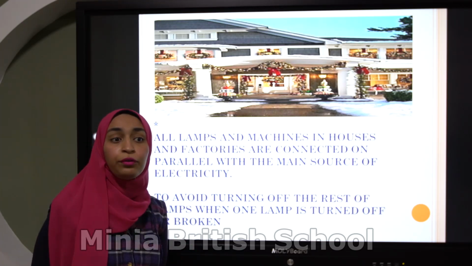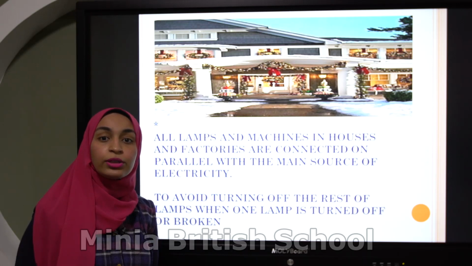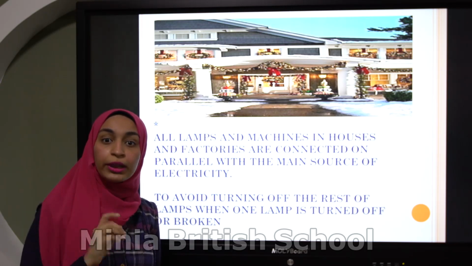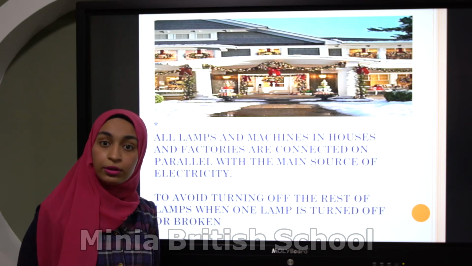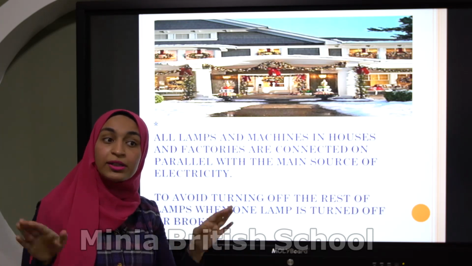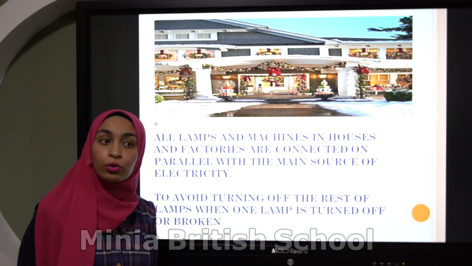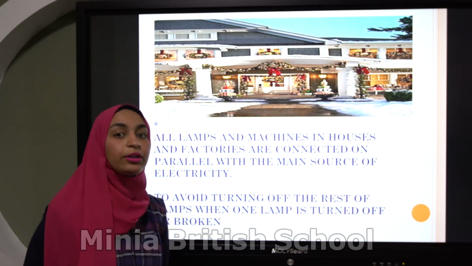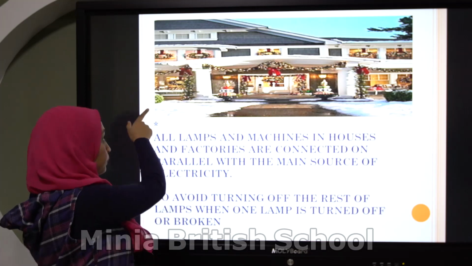For example, if we are now sitting on a television in our house and one of those lamps is broken, do you find the other lamp will not emit light? No, they will still emit light. Why? Because the lamps in our house are connected in parallel. Okay.